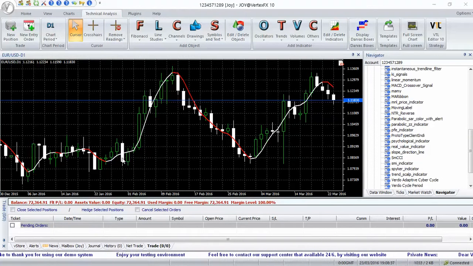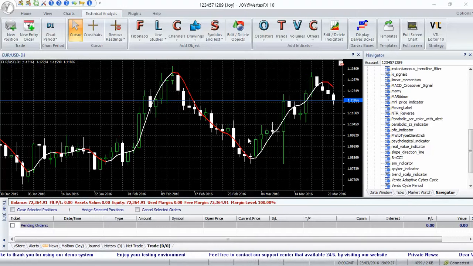Slope direction line is a client-side VTL indicator. It shows the slope direction of price moves. Slope is a statistical measure showing the angle of price moves. The indicator plots a line showing the slope of the price move in last 10 bars by default.